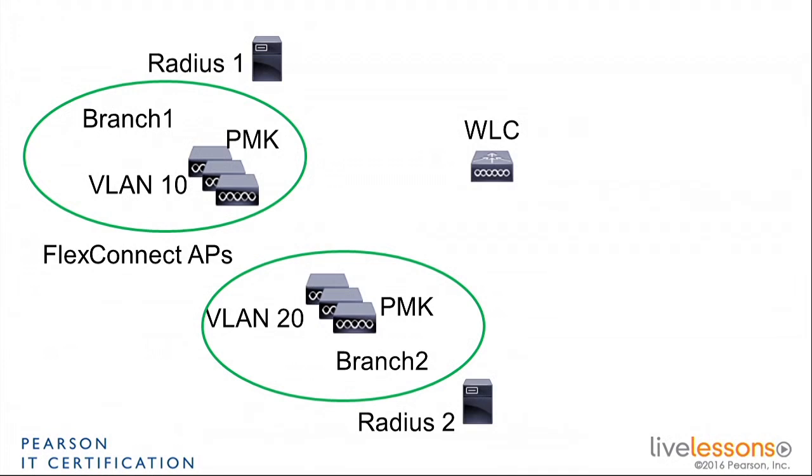That is survival knowledge for you to survive any buzzer question about PMK and fast roaming in FlexConnect groups. So these are the reasons why you may want to create groups: for authentication, for VLAN assignment, and also for fast roaming between access points.